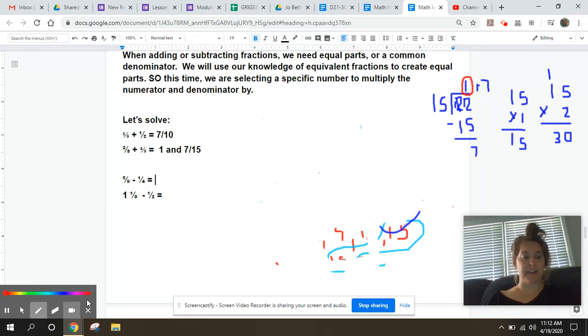All right, I'm going to leave all that there now that you're back, and I'm just going to put it up here. So we have 5/8 minus 1/4. And so we need to create equal parts. And so we're going to go down.